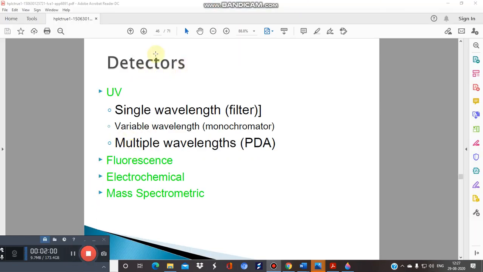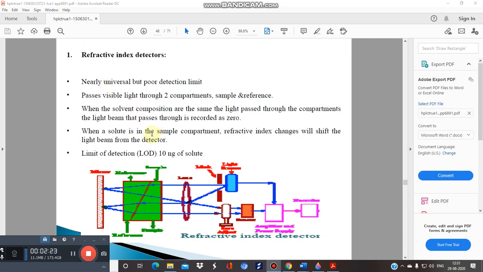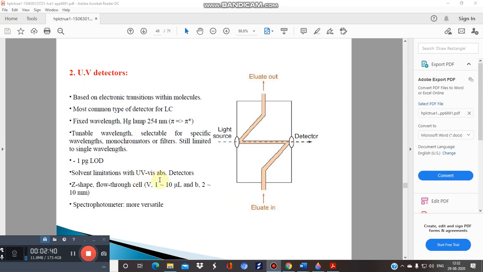So let's talk about detectors now. There are different types of detectors used in HPLC, like UV, fluorescent detector, electrochemical, and mass spectrometric. These are the different types of detectors that are commercially available: IR detector, UV detector, photodiode array detector, fluorescent detector, refractive index detector. These are very common. Particularly in our syllabus, that is in pharmacognosy and phytochemistry, we don't have to go into much detail about this. But for the 7th semester, they have to go into detail about these detectors also, because questions might ask about these types of detectors.